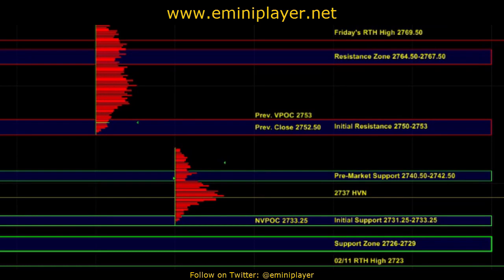In the overnight session, the market opened on a large gap lower into some areas of support where buyers stepped in, and since then the market has been balancing within a range.